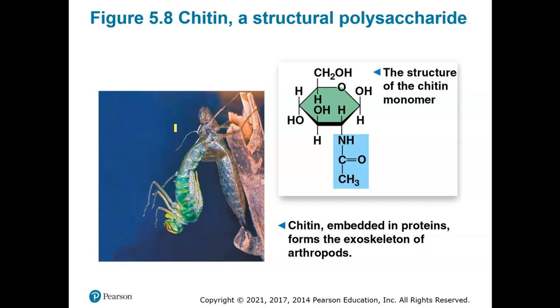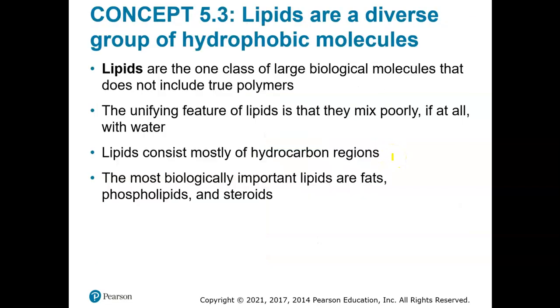Okay, so exoskeletons of insects. You see an insect that is molting right now, and then you see exoskeletons of arthropods, which includes insects. And then you see the structural formula for chitin. You also find chitin in the cell walls of fungi. All right, so we have covered carbohydrates.